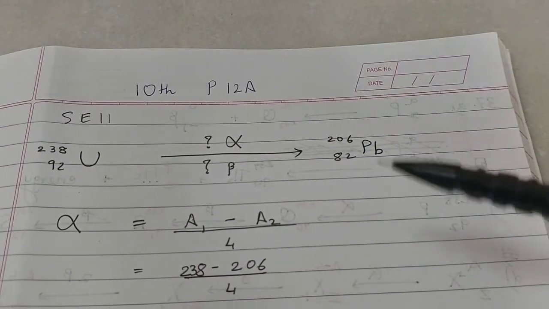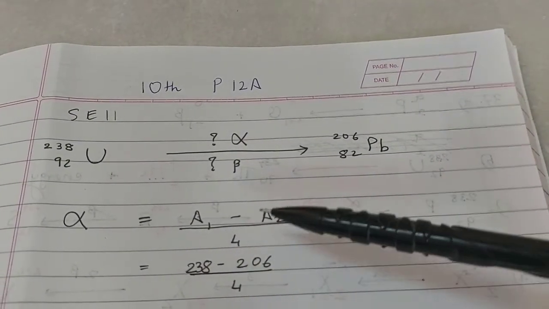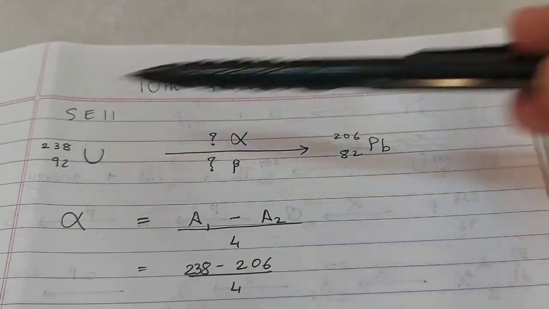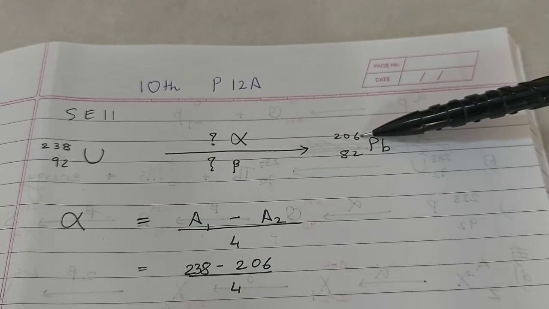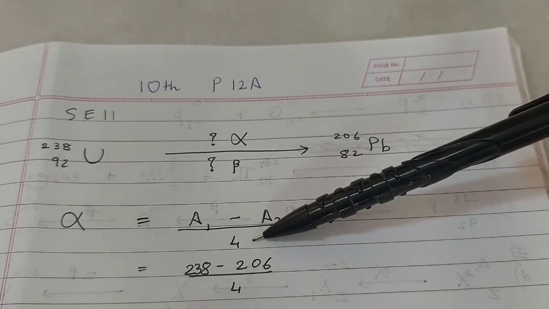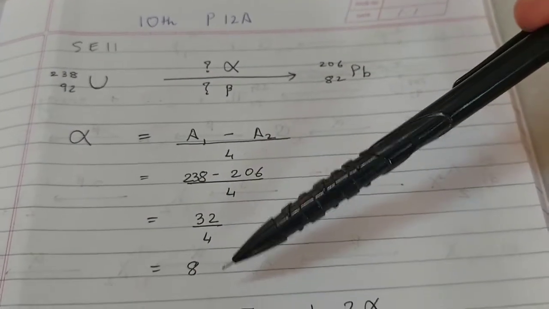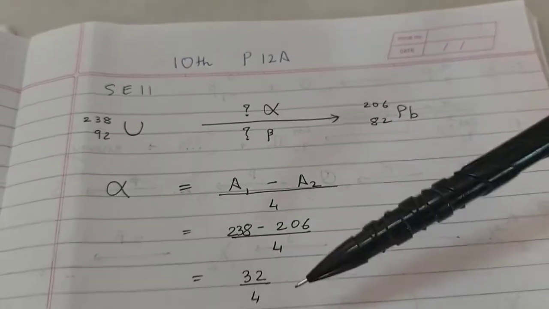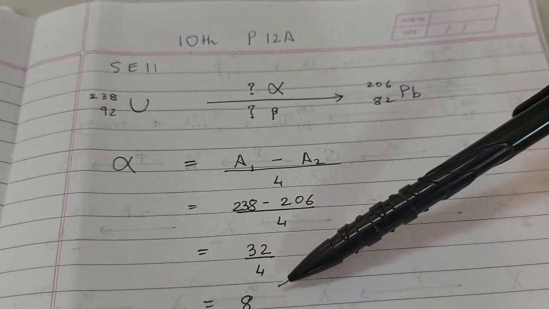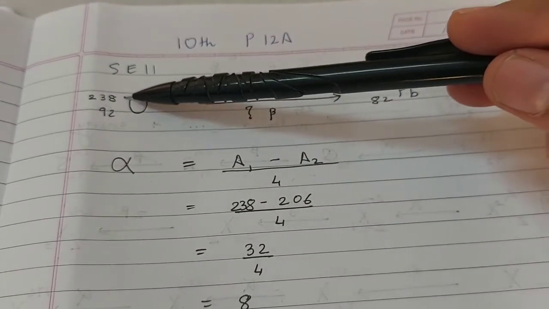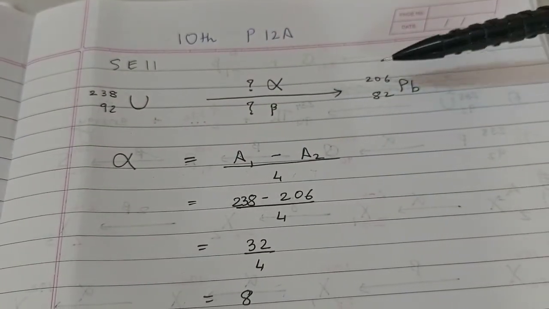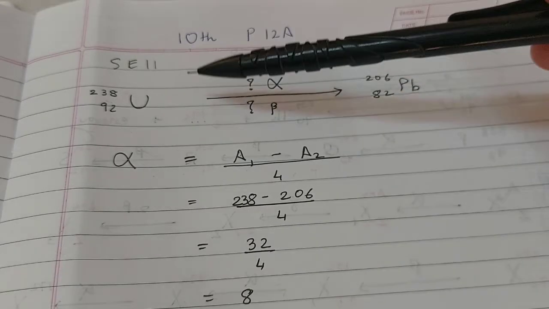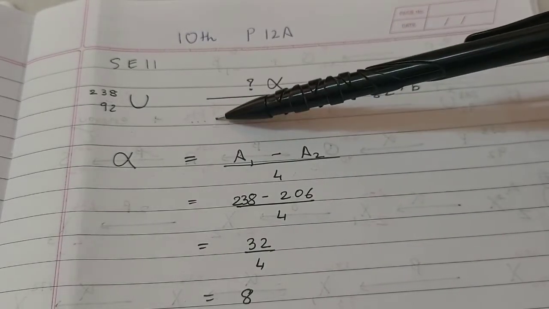So we can calculate the number of alpha particles with this formula: the original atomic mass minus the new atomic mass divided by 4. So that means totally 8 alpha particles were released. Because if 8 alpha particles are released, only then will the atomic weight decrease by 32, which is what has happened. But that would mean that the atomic number should also decrease.